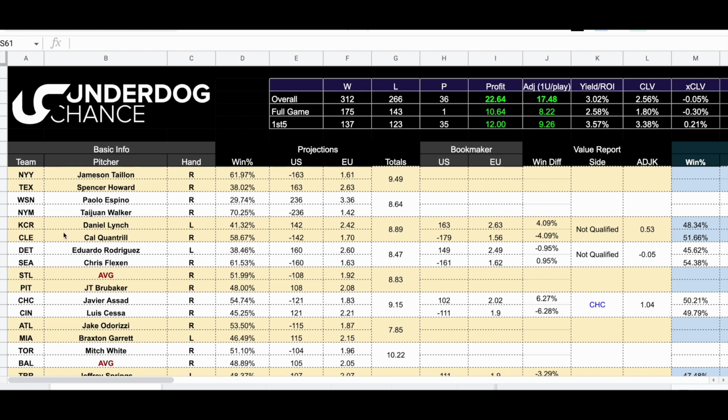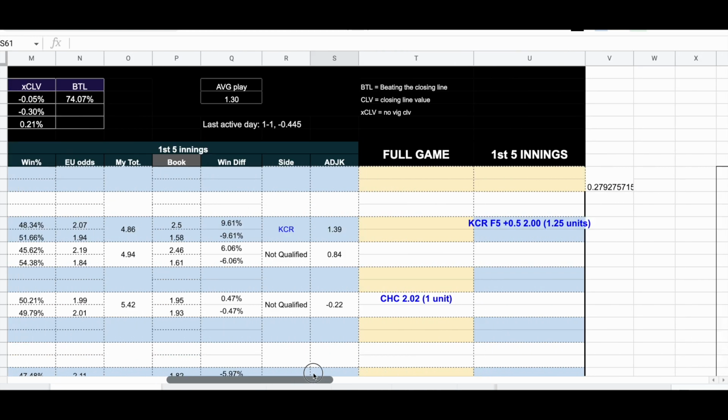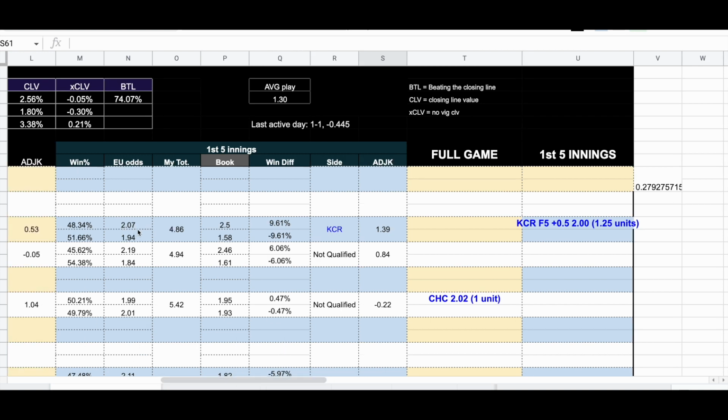Then we have Kansas City Royals against Cleveland, Daniel Lynch against Quantrill. Based on my projections, Cleveland should be at minus 142. Bookmakers have them at minus 179. So as you see, bookmakers have them as a little bit bigger favorite than me. I didn't find enough value in Kansas City to win with full game money line, but I found a value with Kansas City in first 5 innings. Based on my projections, they should be at plus 107. I use decimal odds, and bookmakers have them at plus 150.